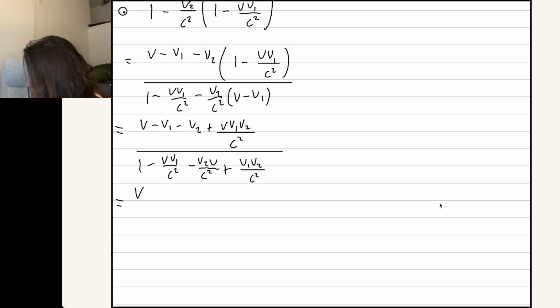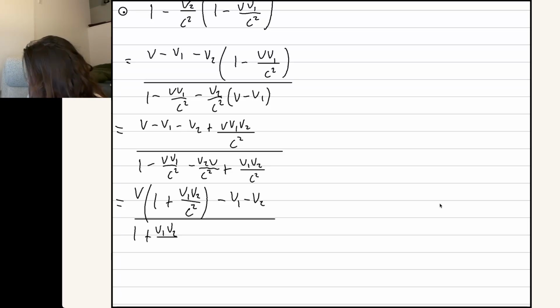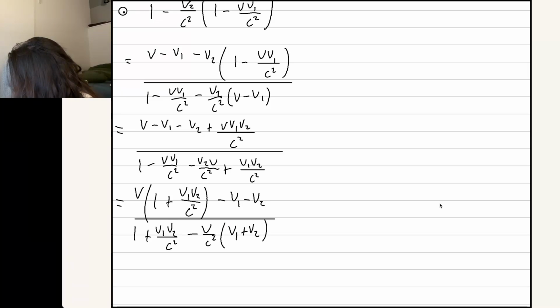So I've got v here, and on top I have 1 plus v1 v2 over c squared. And you get the minus v1 minus v2 stuff. On the bottom, you get the 1 plus v1 v2 over c squared stuff, minus v times, what is it? You get v over c squared times v1 plus v2. Yes.